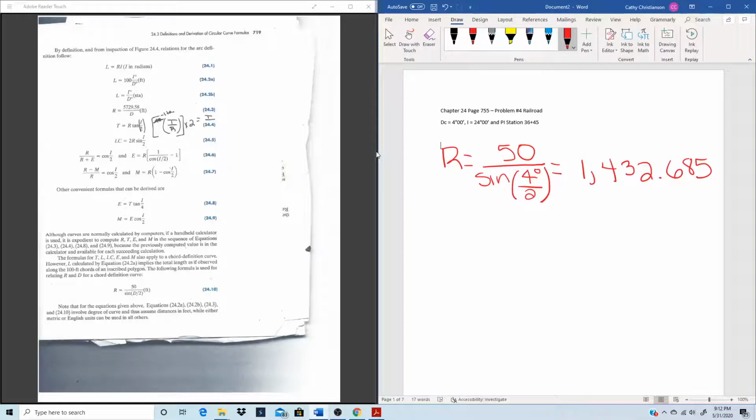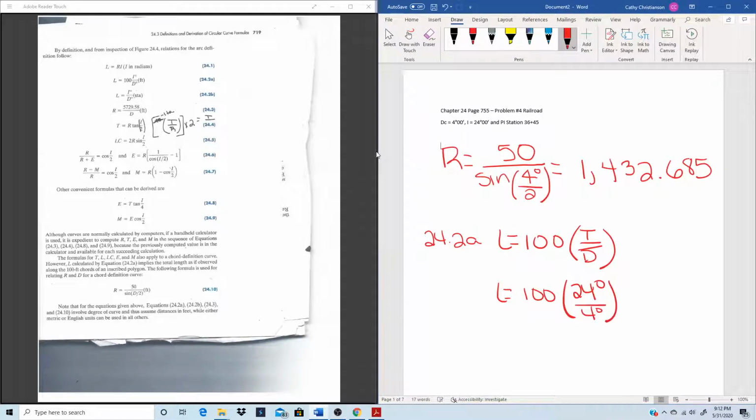Next I'm going to solve for L. I'm going to use equation 24(2). L equals 100 times I divided by D. L equals 100 times I, which is 24, divided by D, which is 4. That should give you 600 feet.